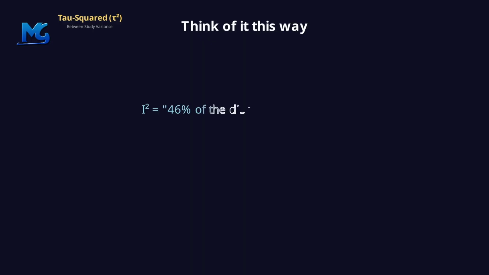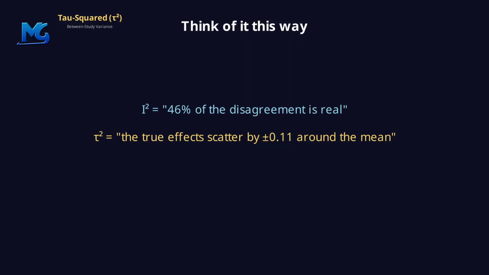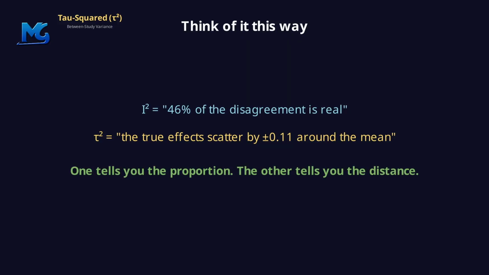Here's another way to think about it. I-squared says 46% of the disagreement is real. Tau squared says the true effects scatter by about plus or minus 0.11 around the mean. One gives you the proportion, the other gives you the distance.